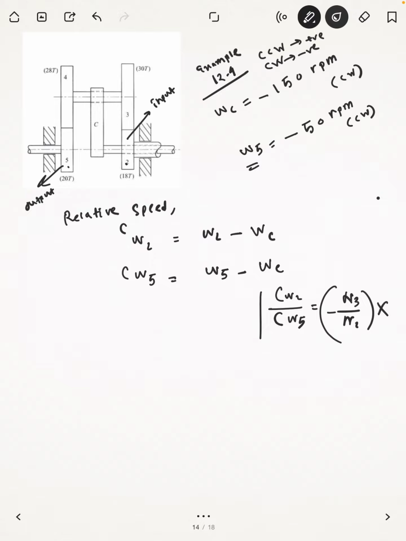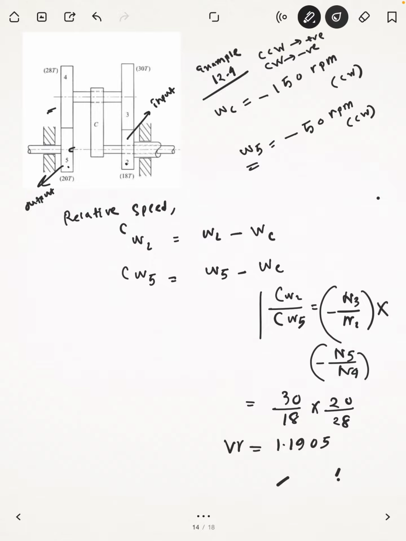And then gear 4 is meshing with gear number 5. So I can write n5 divided by n4. There should also be a negative sign. So the negatives cancel out and it becomes positive. Now if I write the teeth numbers given, n3 is given as 30, n2 is given as 18, n5 is given as 20, and n4 is given as 28.